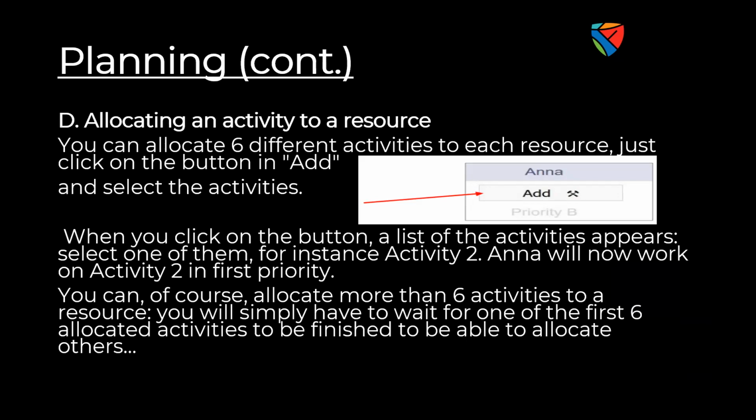So allocating an activity to a resource means you can allocate 6 different activities to each resource. Okay. Just click on the button in add and select activities. When you click on the button, a list of activities appears. Select one of them. For instance, activity 2, and I will now work on activity 2 in the first priority. If you do that, you can, of course, allocate more than 6 activities to a resource. You will simply have to wait for one of the first 6 allocated activities to be finished to be able to allocate others. All right.